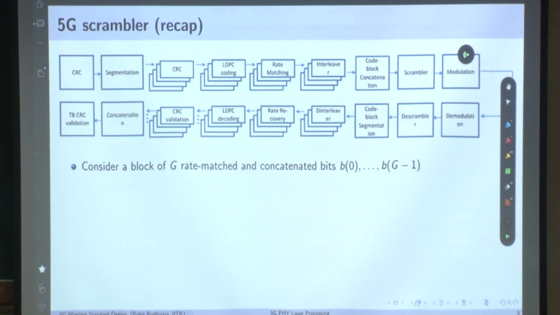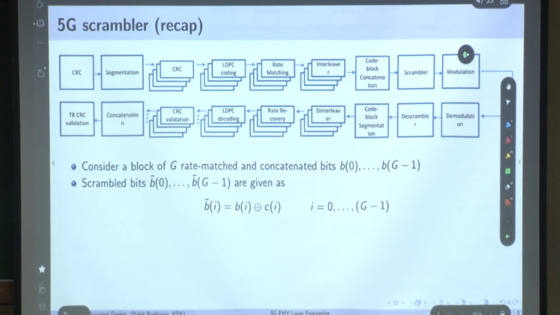What is the output length of the code block concatenation? How many bits? G bits. Because each of them is E, and when you concatenate them, you get G bits. What is G? G is the sum of E over C, where C is the number of code blocks. You are allowed to transmit only G bits. That's the number we have calculated. So there is a block of G rate matched and concatenated bits, which we denote like this.